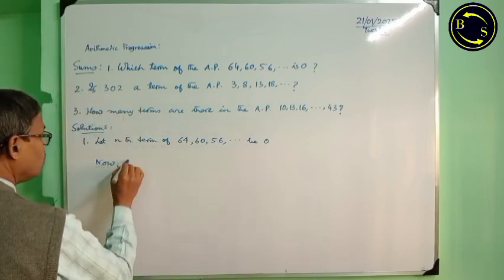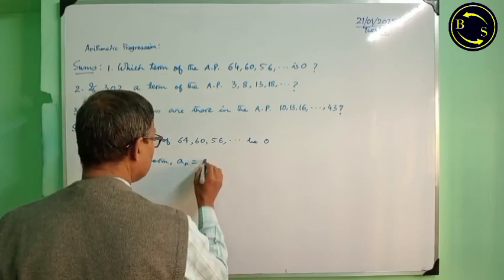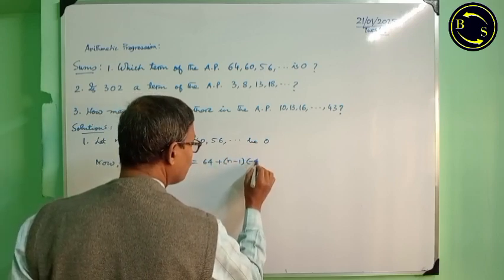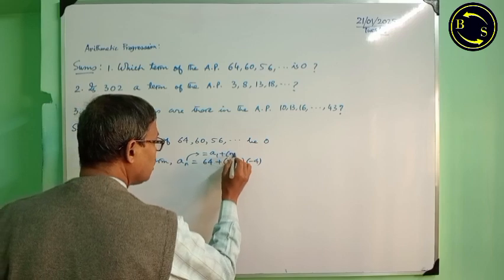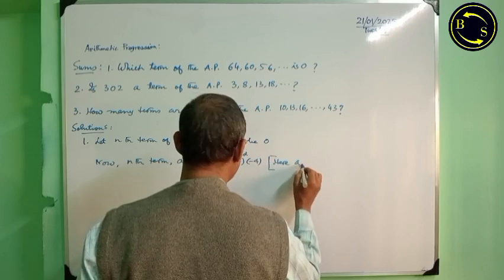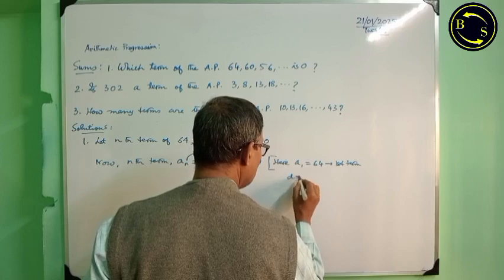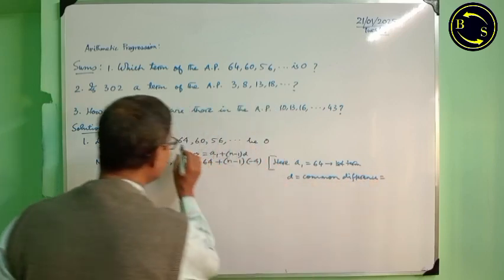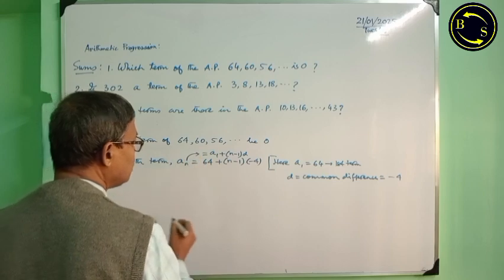Now the nth term an is equal to 64 plus n minus 1 into minus 4. Or you can write the formula first, a1 plus n minus 1 whole into d, then you put the value and mention on the right side: a1 equal to 64, that is the first term, d the common difference is equal to, see, the numbers are decreasing, therefore the common difference is minus 4, 60 minus 64 or 56 minus 60.